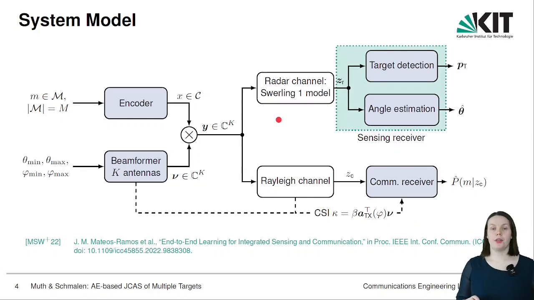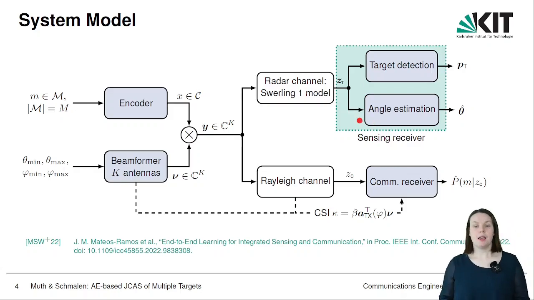Then on the top we have our sensing path, where for the radar channel we use the Swerling 1 model to model the different targets, and then we feed this into two different parts, one performing the target detection and one performing the angle estimation of the targets that are detected. All these blocks that are marked in blue were implemented as neural networks, so we can have this nice autoencoder approach by optimizing the transmitter and the receiver jointly.